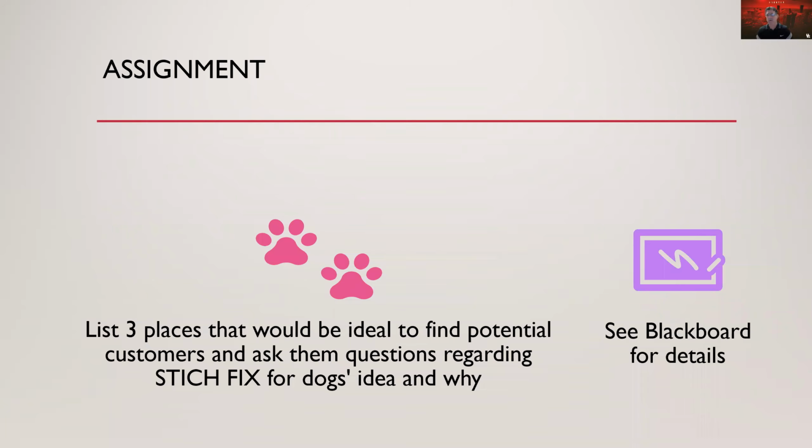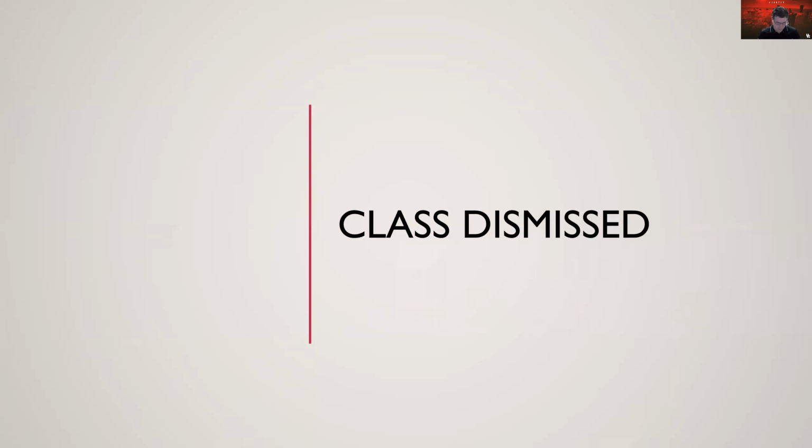So you have an assignment related to this. I've put it up on Blackboard. I want you to list 3 places that would be ideal to find potential customers to talk and ask them questions regarding Stitch Fix for the dog's idea. That Stitch Fix for dogs idea. And you need to say why these are a good place to go look for them. Okay? Details are on Blackboard, and that's all that we have for this module.